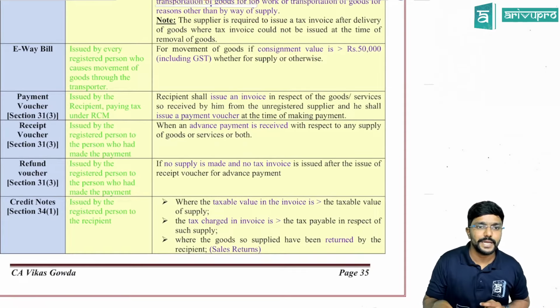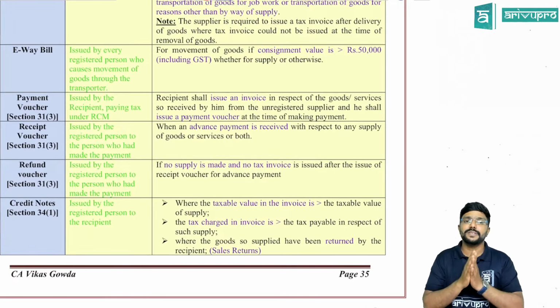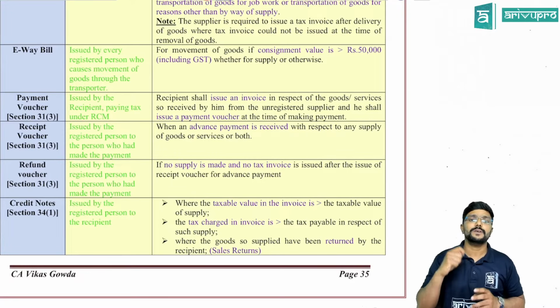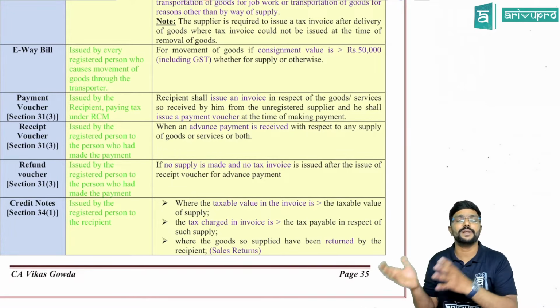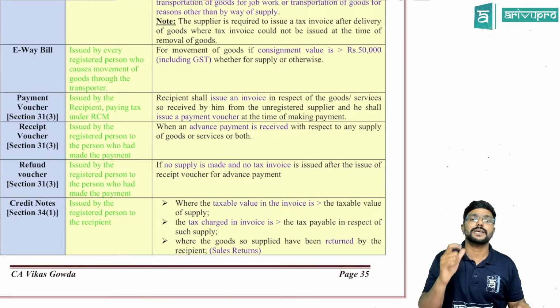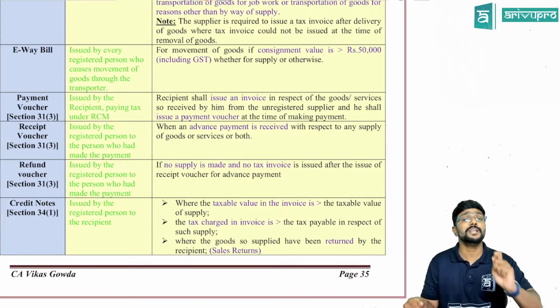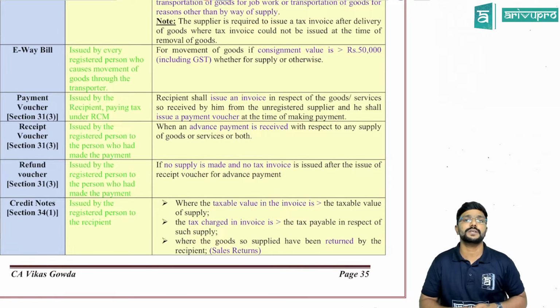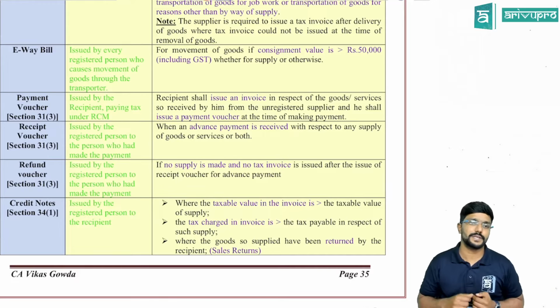Then coming to e-way bill. An e-way bill has to be generated either by the supplier, recipient or transporter whenever there is movement of goods from one place to another place, and the consignment value is more than 50,000, including GST. Including GST, if the consignment value is more than 50,000, an e-way bill has to be generated. If it is less than 50,000, it is voluntary, guys.